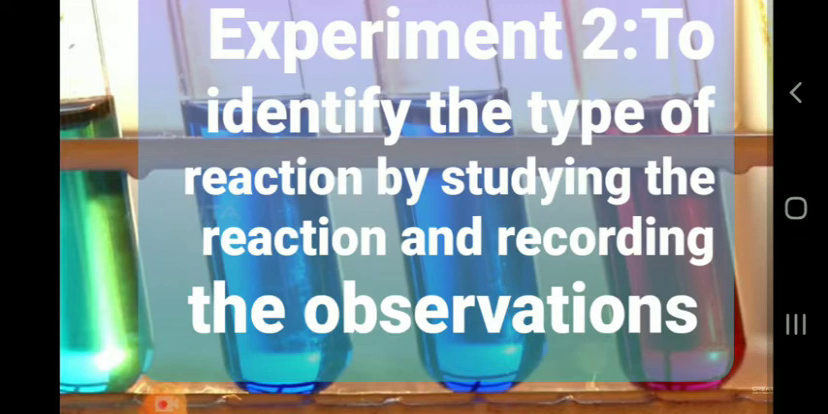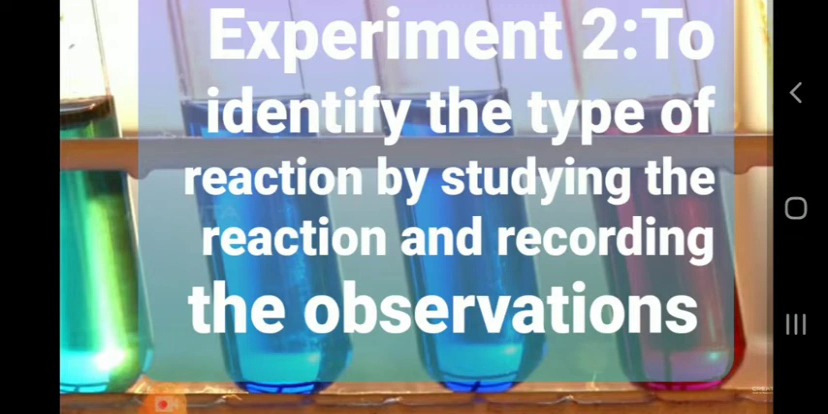So, let us see, this experiment is about chemical reactions. Here we will see how a chemical reaction takes place and how the different types of reactions are there. That is all we are going to see in this second experiment, children.